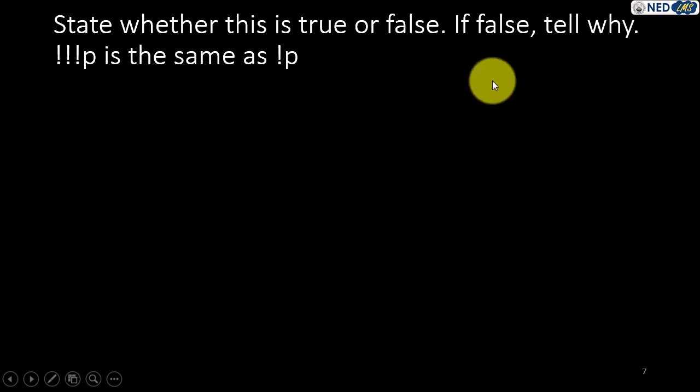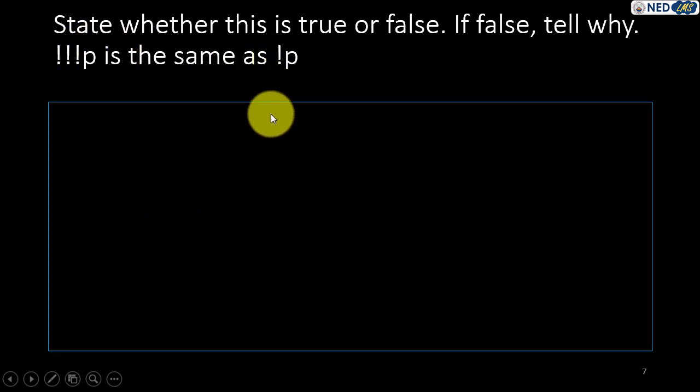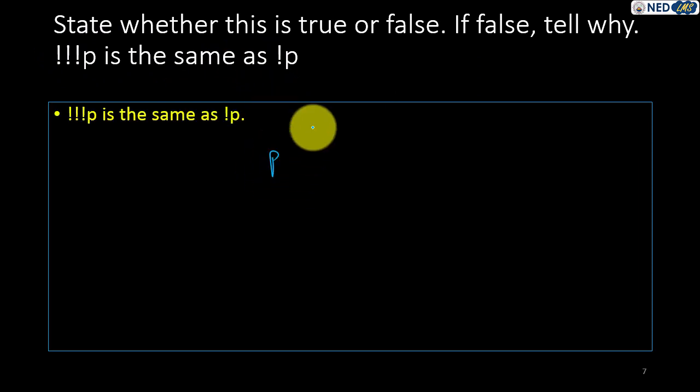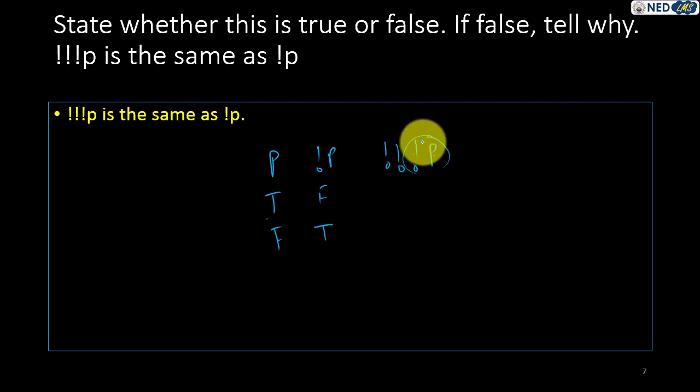State whether this is true or false. If false, specify that not not not P is the same as not P. I think this is true. The reason is that let's take P, and we have only two combinations, true or false. So not P would be false and true. So let's take another example, not not not P. So P is true, not P would be false, then not false would be true, and not true would be false. So this is okay.